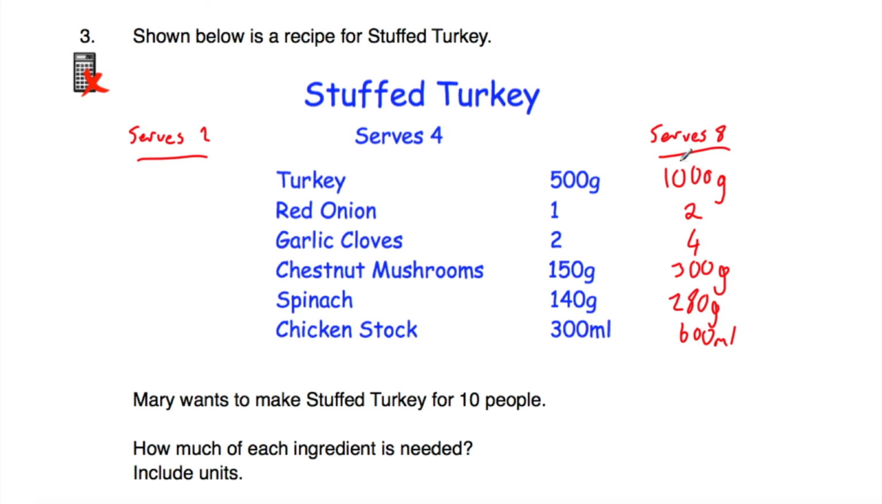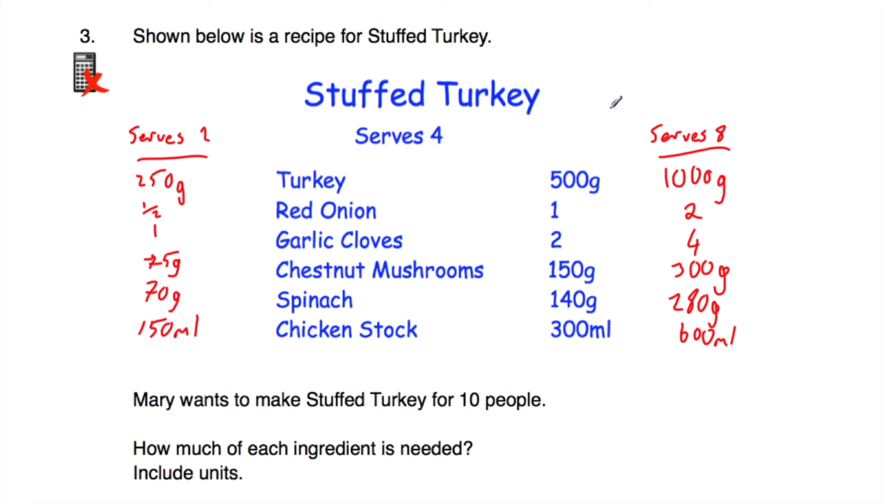So that's 8 people. I've just doubled all of those. Remember, we want 10 people. So what I'm now going to do is I'm going to halve all of these. If I halve all of these, that would tell us for 2 people. And then we're going to add them together. So halving all these quantities, 500 grams of turkey, half would be 250 grams of turkey. 1 red onion, half would be half a red onion. 2 garlic cloves, half would be 1 garlic clove. 150 grams of chestnut mushrooms, half would be 75 grams of chestnut mushrooms. 140 grams of spinach, half would be 70 grams of spinach. And 300 milliliters of chicken stock, half would be 150 milliliters of chicken stock.